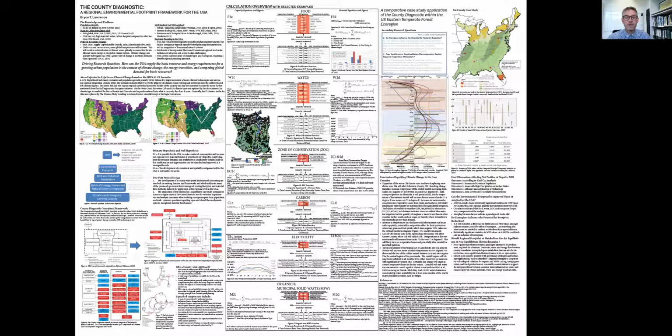To fill this gap, the work sought to develop a regional, unit-specific, spatially explicit environmental footprint approach for the United States. This led to the development of the County Diagnostic. As concept framework, the County Diagnostic expands on the Dissipative Ecological Unit, or DEU, shown in figure 4. That describes the fundamental cycling of material, energy, and water in natural systems with a very low percentage of entropy.